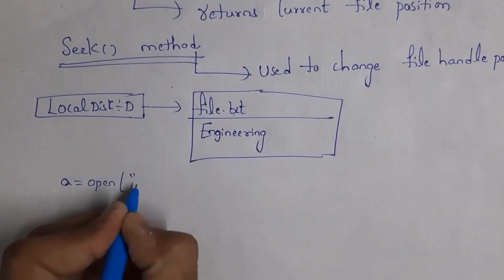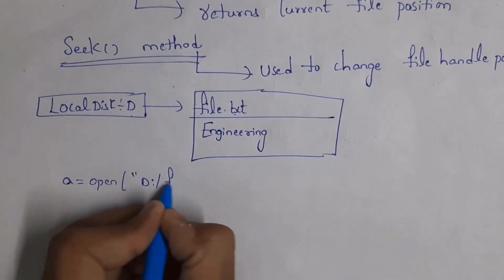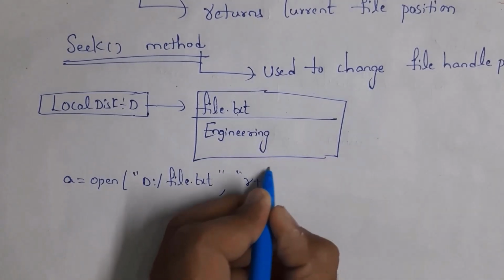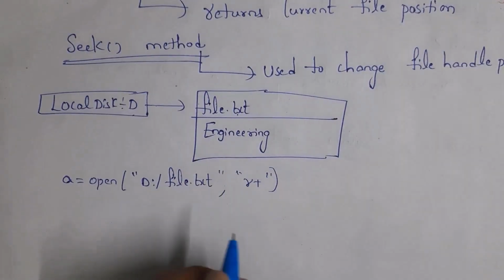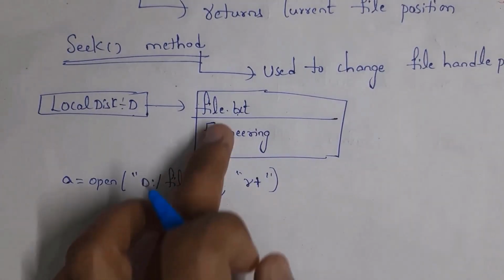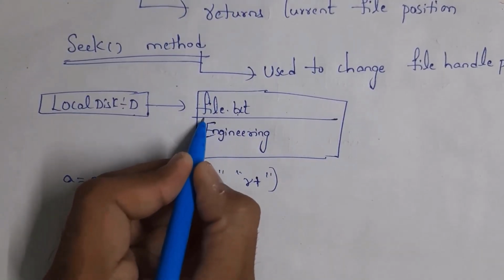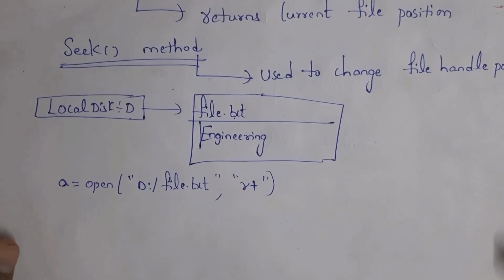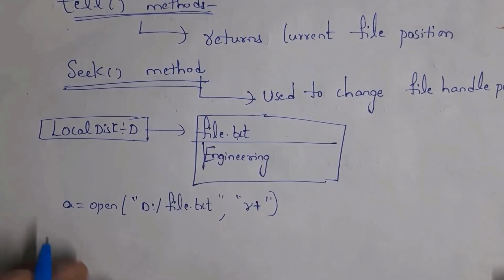So in quotations write D / file name is file.txt, double quotations close, comma, r+ mode, where r+ is used to perform both read and write operations. So I took here r+ mode. It will open this file file.txt, and whenever it opens this file, the cursor is at the first position. The tell method is used to identify the current file position. My cursor is at the first position.